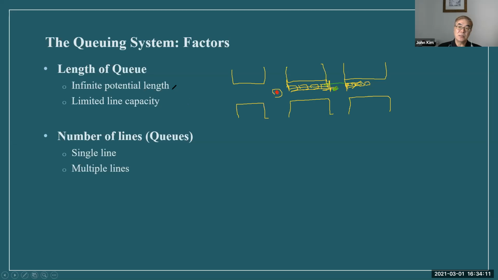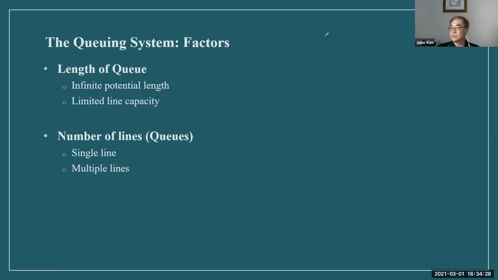But in most cases, the length of a waiting line is infinite. And the number of lines: single line and then multiple lines. McDonald's, I don't know if you realize that, McDonald's and Burger King. When you go to McDonald's and Burger King, they use different numbers of lines, queues.